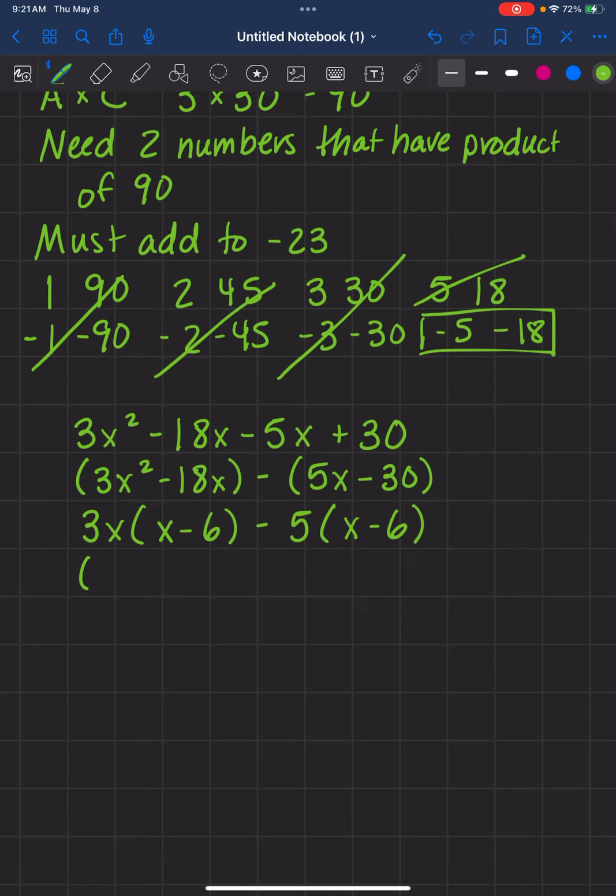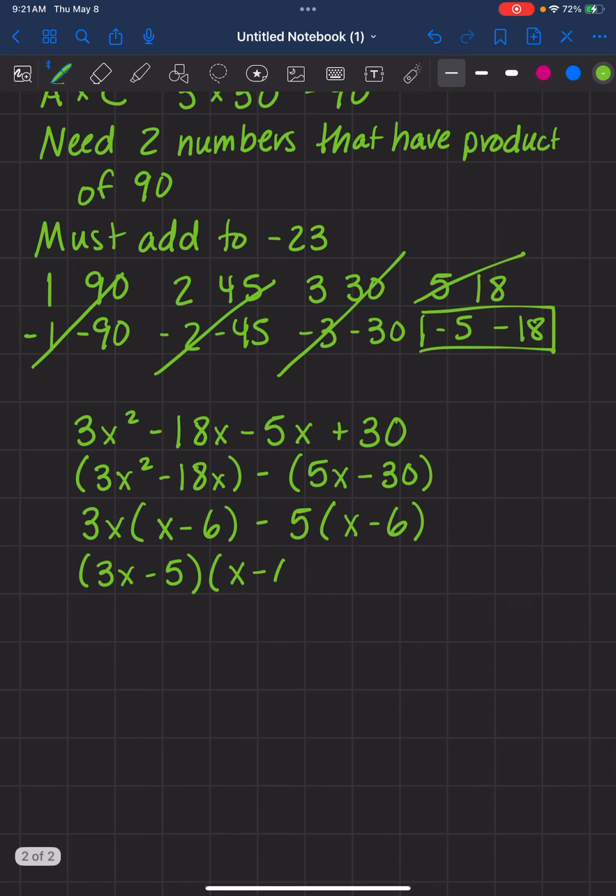So you can take the leading term on both, the 3x and the negative 5, and that becomes the first new grouping, and then the x minus 6. And if you need to, you can use the FOIL method here to make sure that it's actually coming out to our original quadratic of 3x squared minus 23x plus 30. So just looking at it here, 3x times x is 3x squared, minus 5x, minus 18x. So we have that minus 5 and minus 18, and then negative 5 times negative 6 is 30. So we are indeed ending up in the right place.